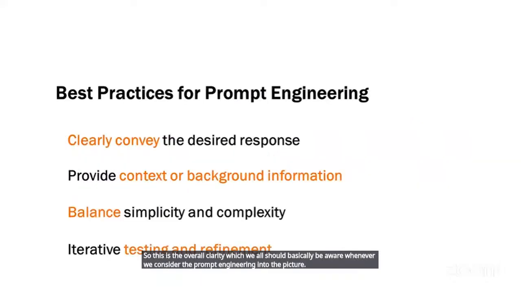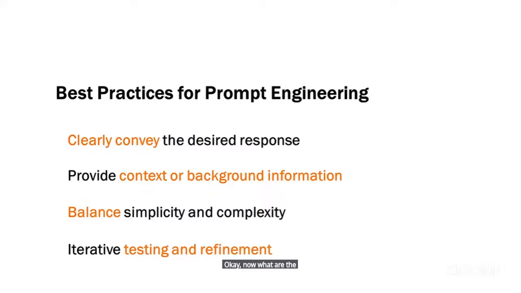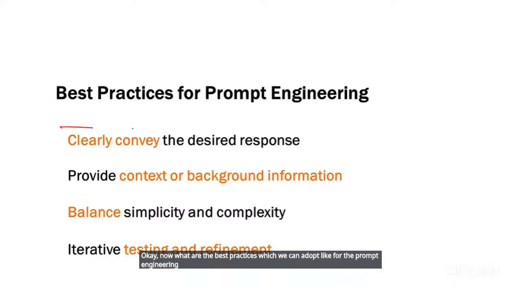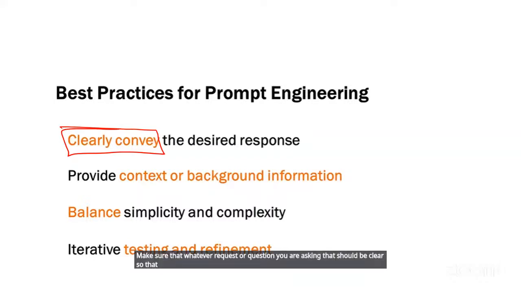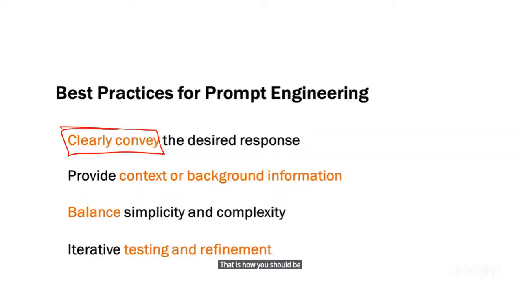Now, what are the best practices we can adopt for prompt engineering? First, as I said, you have to very clearly convey what you need. Make sure that whatever request or question you are asking is clear, so that your LLM or AI knows exactly what kind of answer you want. That is how you should be very clear in what you're conveying.